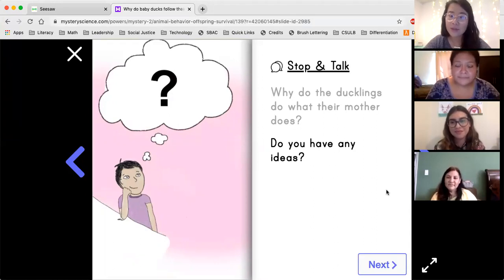Any other thoughts as to why the ducklings do what their mother does? Ms. Hernandez? I was thinking that the mother duck is showing the ducklings how to do things. Yeah, you're right. These ducklings probably just hatched from their egg and they have no idea what a duck does. And so their mother is teaching them what ducks do by going for a swim, walking in a line, eating seeds, flapping their wings, right? All these different things. Awesome.